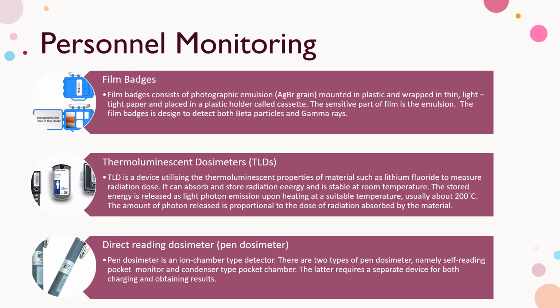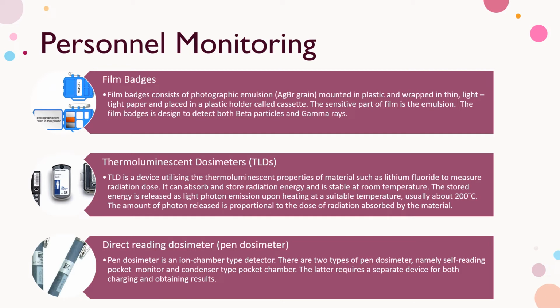Personal monitoring system. Film badge. Film badge consists of photographic emulsion mounted in plastic and wrapped in thin, light-tight paper and placed in a plastic holder called cassette. The sensitive part of the film is the emulsion. The film badge is designed to detect both beta particles and gamma rays.